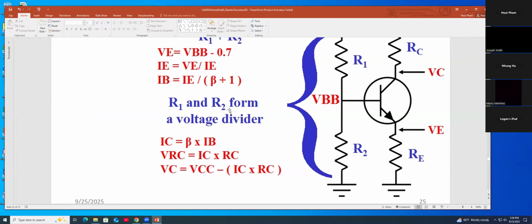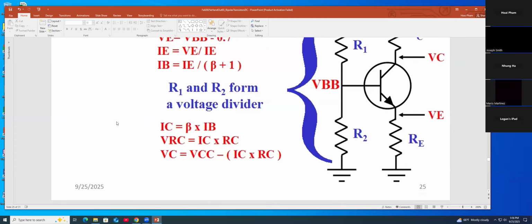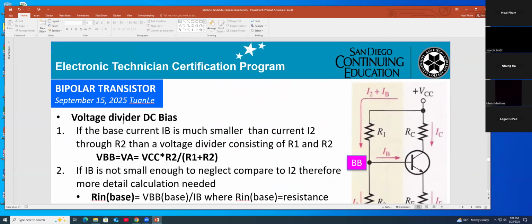R1 and R2 form a voltage divider. And you calculate IC, beta times IB. VRC, that means IC times RC. If you want VC, you have to take VCC minus the voltage drop across RC. This is our own calculation. Try to get along with that. We're using it a lot.